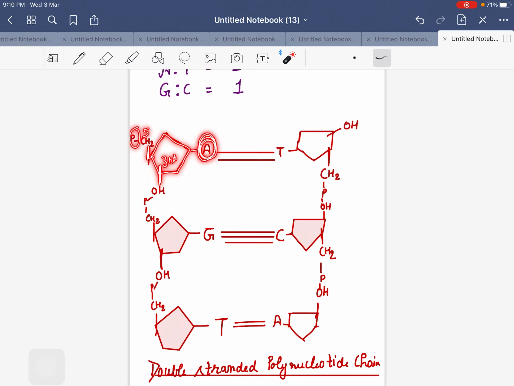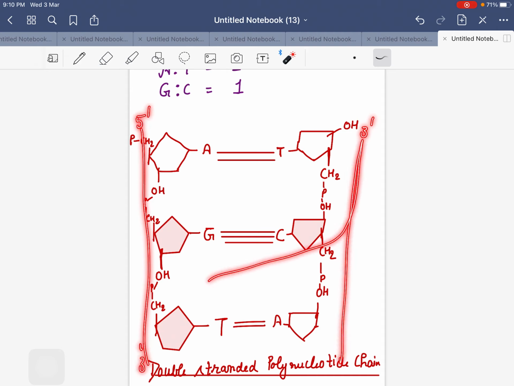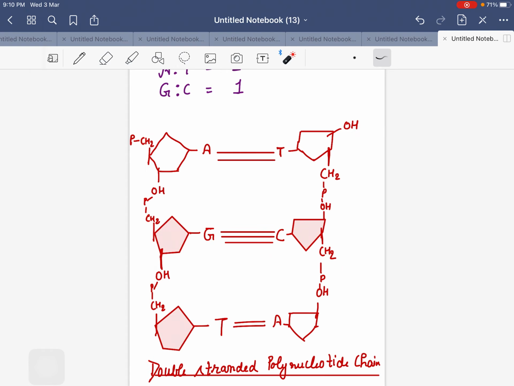There is fifth carbon with the phosphate. Now here fifth carbon is free. Here 3 carbon is free. So if one strand is running in 5 dash to 3 dash, other will run from 3 dash to 5 dash.